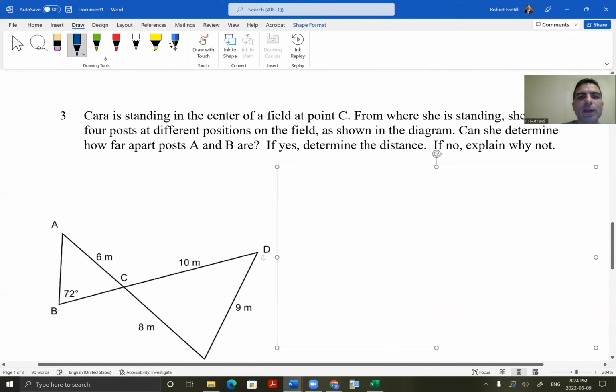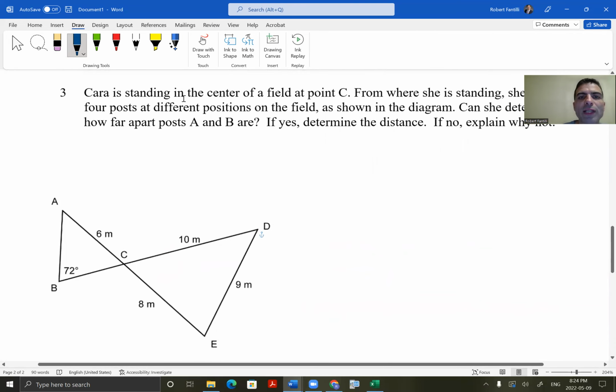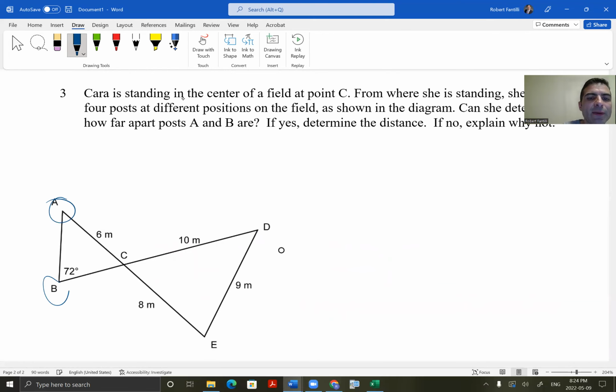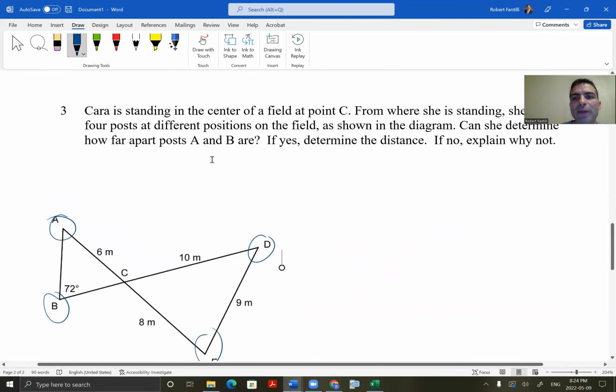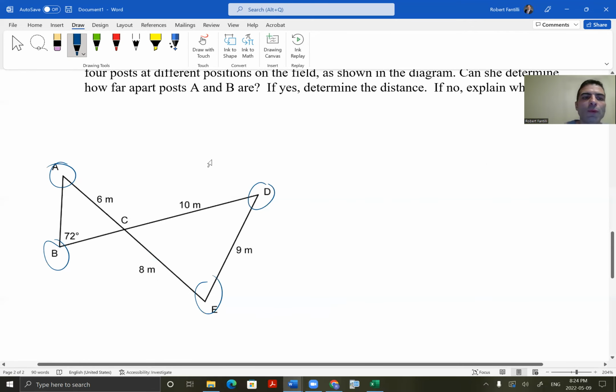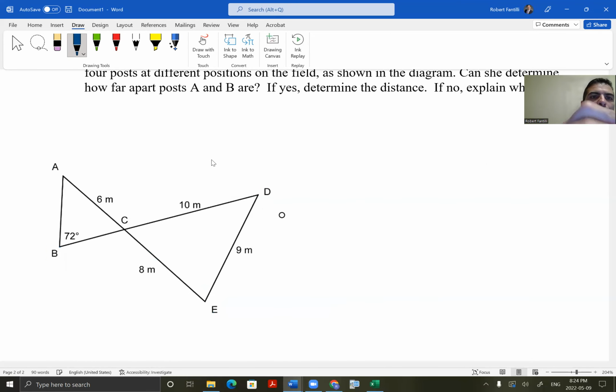This question: Kara is standing in the center of a field at point C. From where she's standing, she can see 4 posts at different positions on the field. So she sees A, B, E, and D for those four posts. And this question asks us, can she determine how far apart posts A and B are? Well, okay, if we want to find how far apart posts A and B are, we're really looking for that side length. I'm going to call it X for now.